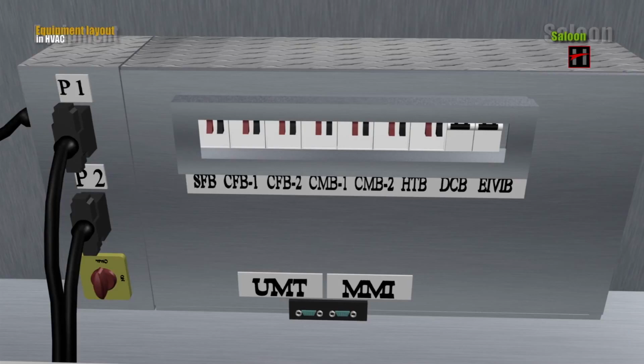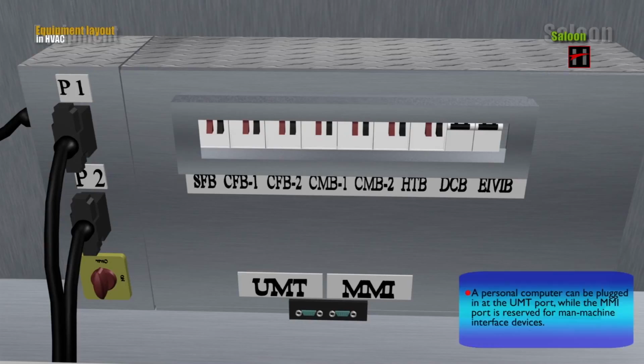There are two RS232 service interfaces. A personal computer can be plugged in at the UMT port, while the MMI port is reserved for man-machine interface devices. Do not attempt to connect a PC to the MMI port. It may get damaged. The PC or MMI can be used to operate and to monitor the status of all critical components.